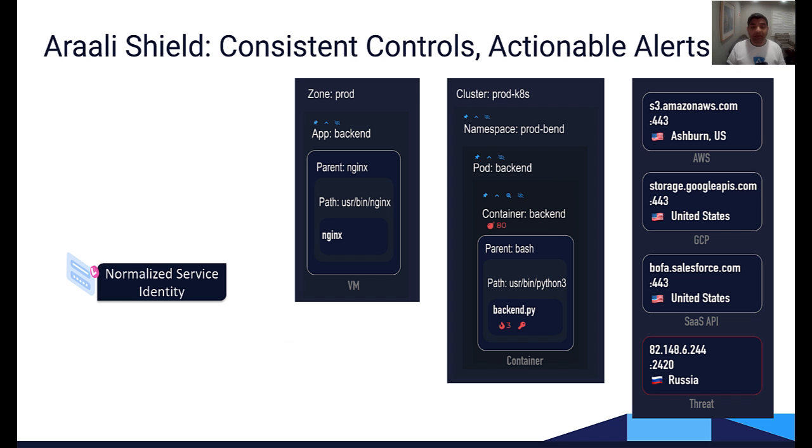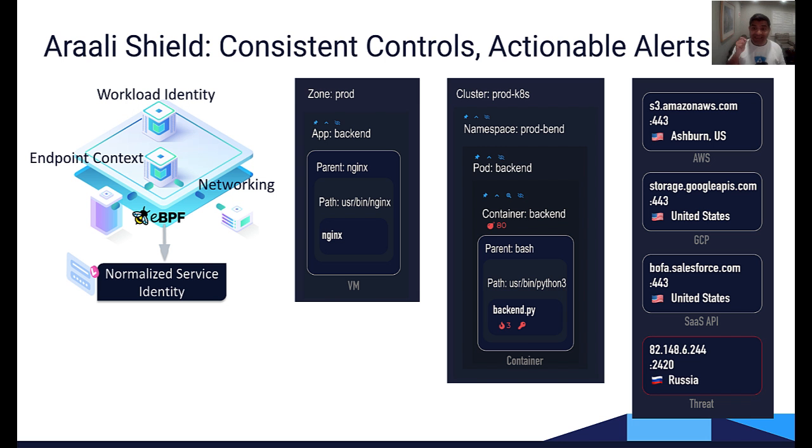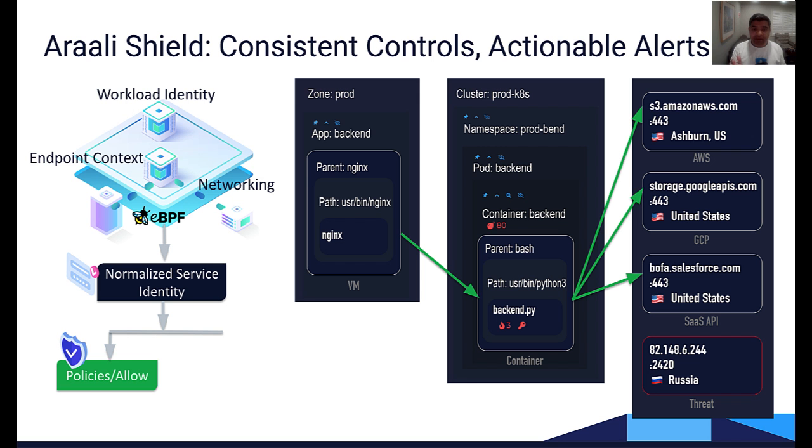We created Araali to give you self-configuring controls along with actionable alerts. Our insight was to dynamically create normalized service identities using endpoint context and build a rich graph of how these identities interact with each other. These normalized identities could be running on virtual machines, Kubernetes, or even behind an API. Yet, you get a very consistent view. This graph can be used to explicitly authorize every good resource access or to deny any malicious interaction.